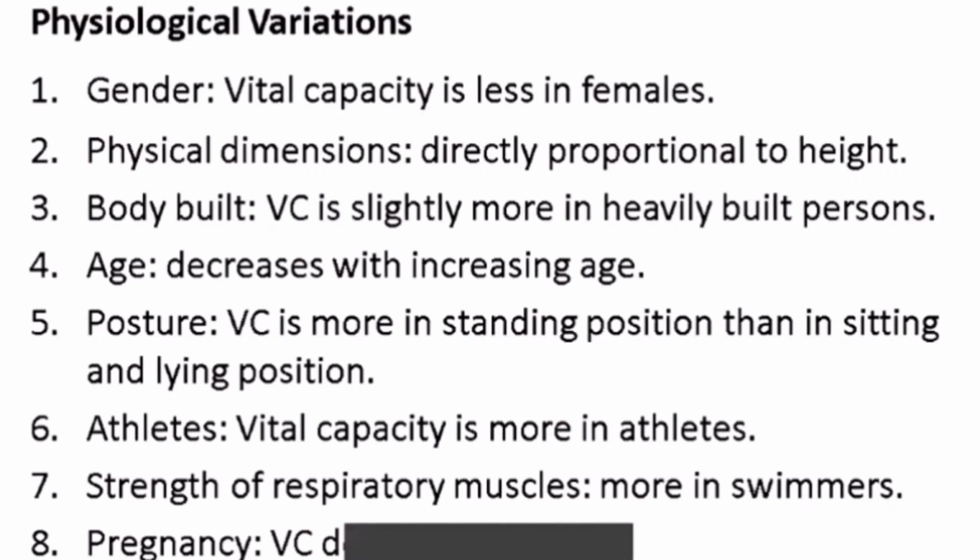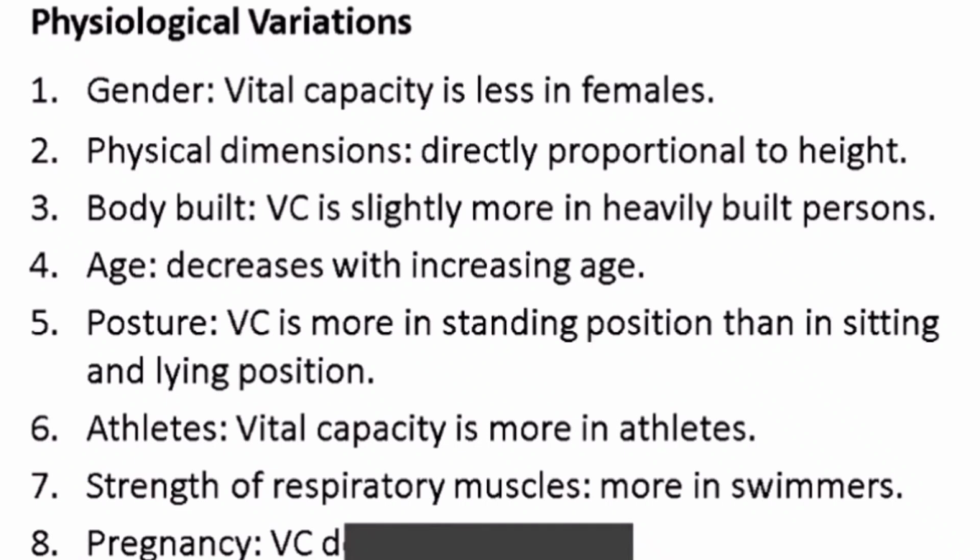VC is more in athletes. VC is more in swimmers. VC is less in pregnancy. So these are the physiological variations you should know about vital capacity. It is more in males compared to females. It is directly proportional to the height. It is slightly more in heavily built persons. It decreases with increasing age. It decreases in pregnancy. It increases in athletes and swimmers. It is more in standing position than in the sitting and lying position.